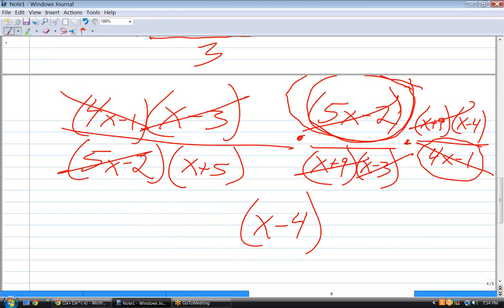Now we're only left with x minus 4 in the numerator. And what are we left with in the denominator? This x plus 5. There's your answer.